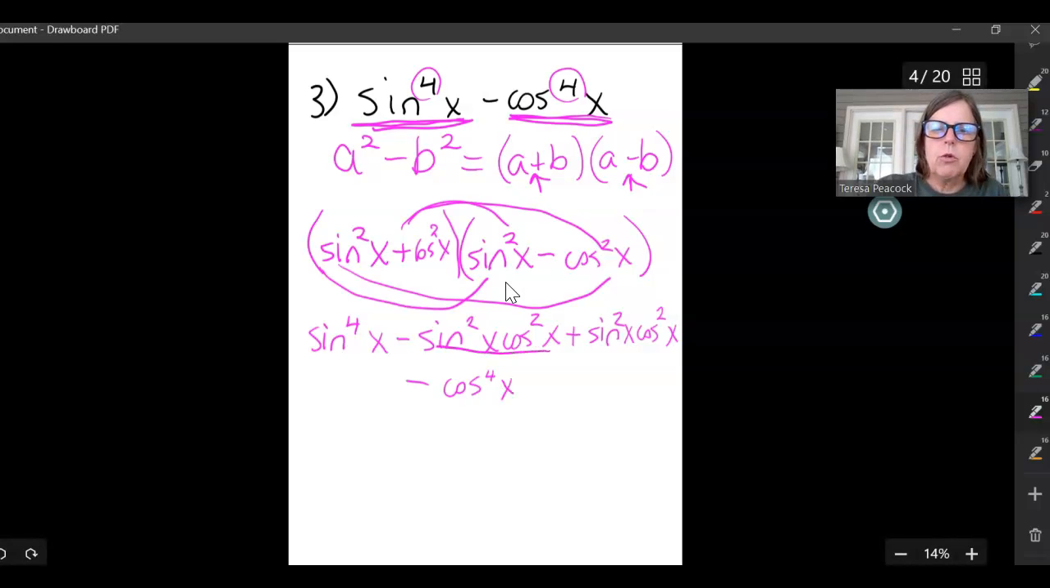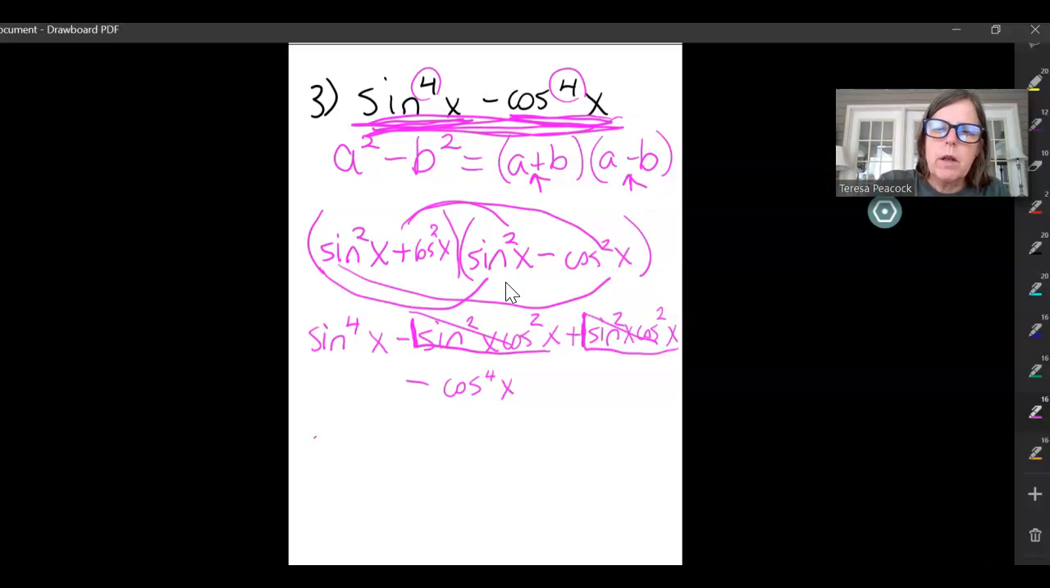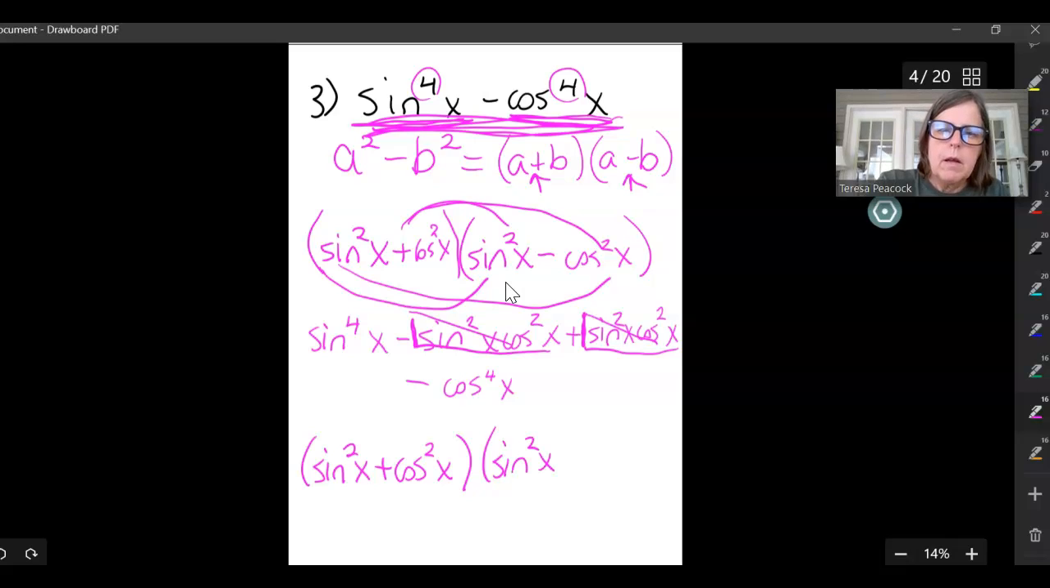And you see that these two terms that I'm underlining are, one's a negative, and over here, this is the very same term, except it's a positive one. So these terms cancel out. And it does give me what we had to begin with. Okay, so now, what I have got is sine squared x plus cosine squared x times sine squared x minus cosine squared x.